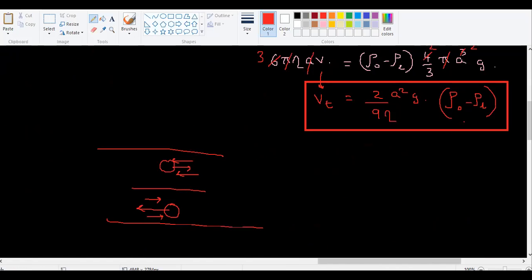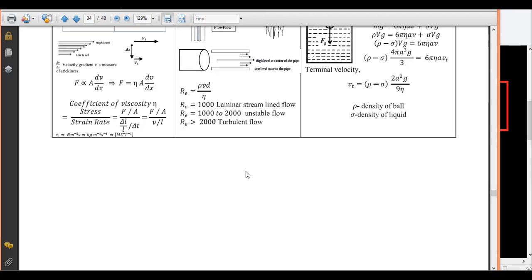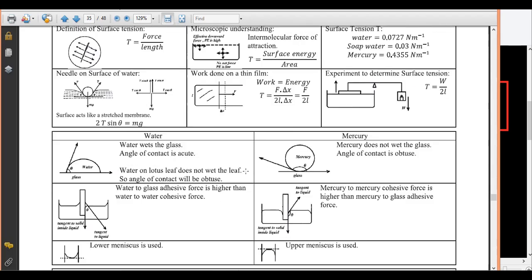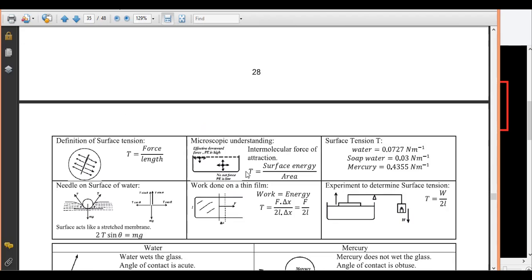So next class we'll complete the surface tension. Okay, so it's a slightly lengthy chapter because you have 4 different main topics. So start studying now itself. Don't wait for me to complete the chapter.